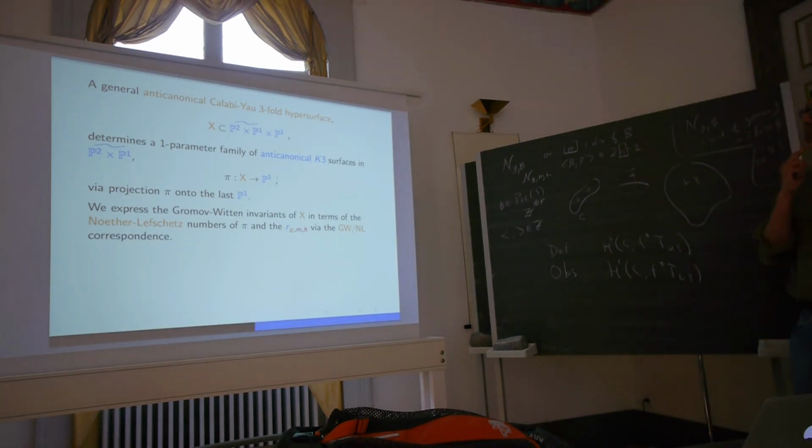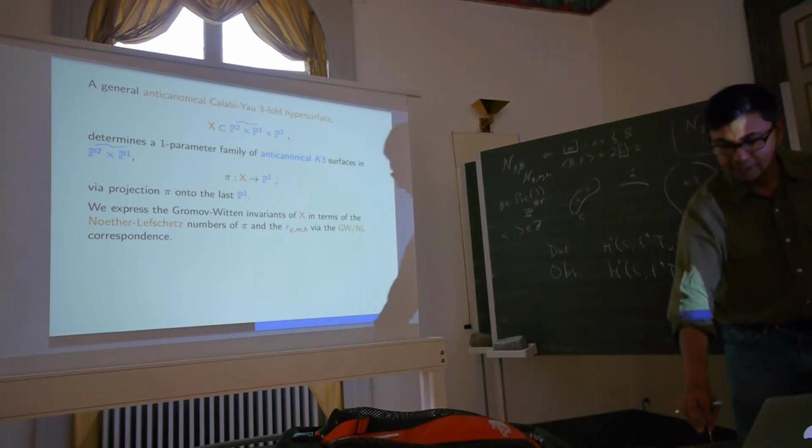So we express the Gromov-Witten invariants of the threefold X. And this is the crucial point in this correspondence, that we have a threefold. This is a Calabi-Yau threefold. It's fibered by K3 surfaces. And we express the Gromov-Witten invariants of X in terms of what are called the Noether-Lefschetz numbers of pi, and these are the things we're trying to solve for. And that's this Gromov-Witten/Noether-Lefschetz correspondence.